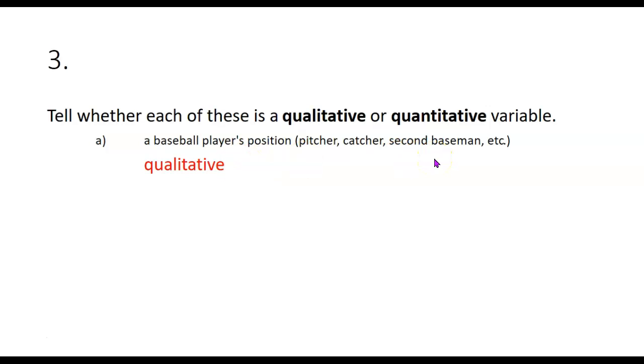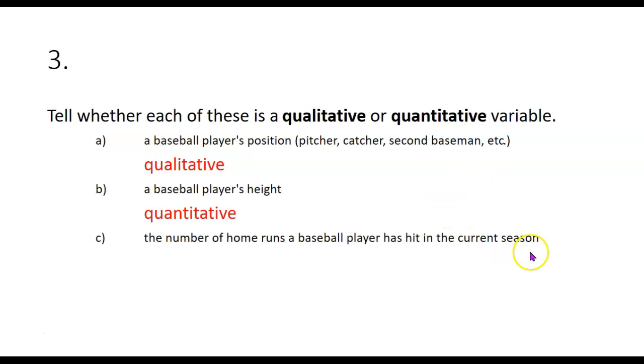And yeah, I know that sometimes numbers are used to refer to specific baseball positions, but those are just sort of identifying labels. You don't do calculations with them. They don't tell you how much of something there is. What about a baseball player's height? Now that would be quantitative. That is a number and it does tell you how much of something there is. In this case, how tall the baseball player is.